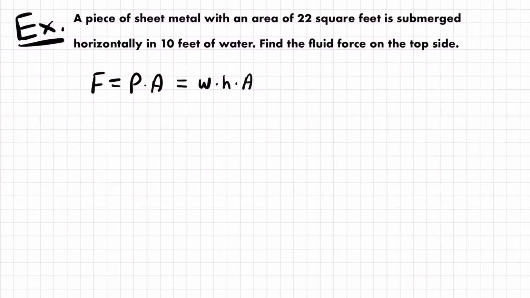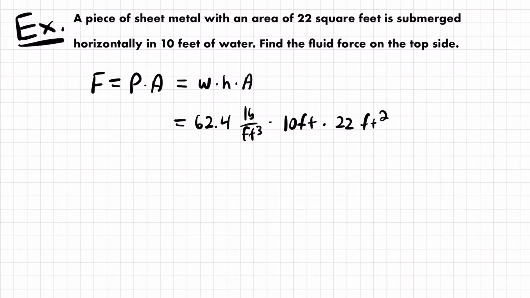And so, when we're working with the US units, the weight density of water is equal to 62.4 pounds per cubic foot. All right, and so that will be multiplied by the depth that our surface, or in this case, our piece of sheet metal, is submerged into the water. And in this case, we are told that it is submerged horizontally in 10 feet of water. So the depth is 10 feet. All right, and so then that will be multiplied by the area of our surface. And we are told that this piece of sheet metal has an area of 22 square feet. So I'll write that in. We'll have 22 feet squared for our area.